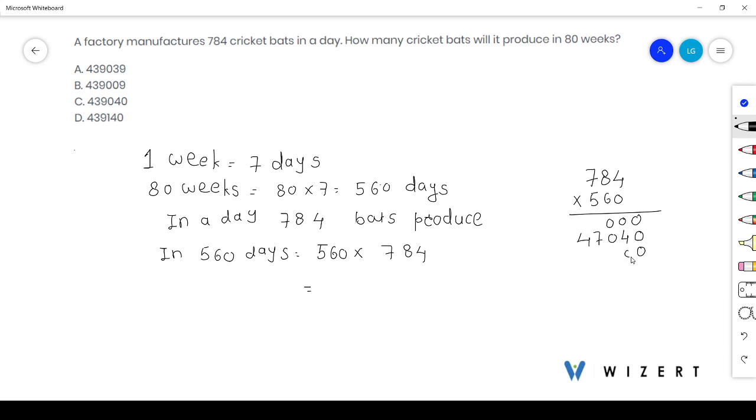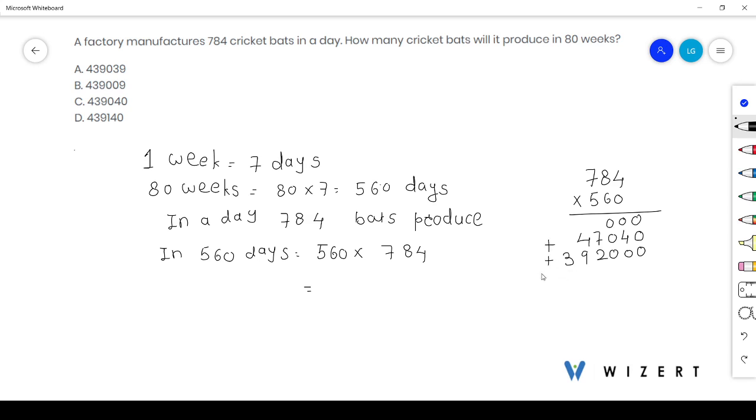Add 0 to the units place and tens place. 5 4s are 20. 2 carry forward. 8 5s are 40 plus 2 is 42. 4 carry forward. 7 5s are 35 plus 4 is 39.